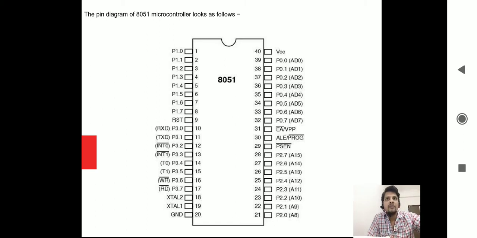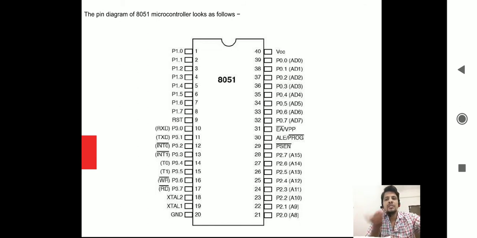Now coming to pin number 29, that is PSEN. PSEN is nothing but program store enable, which is used to read a signal from external program memory. So this pin is used to read a signal from the external memory.